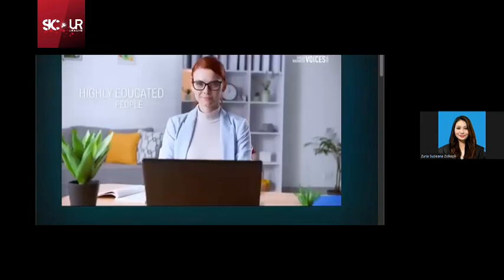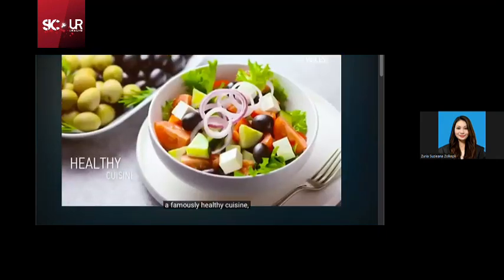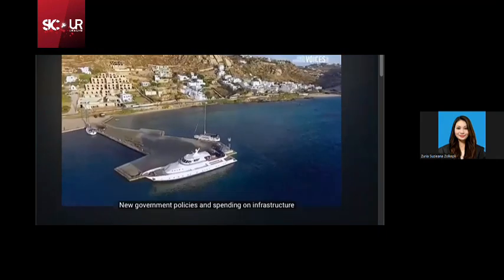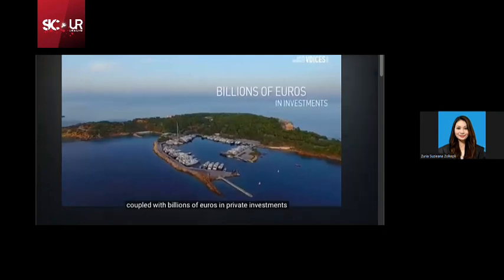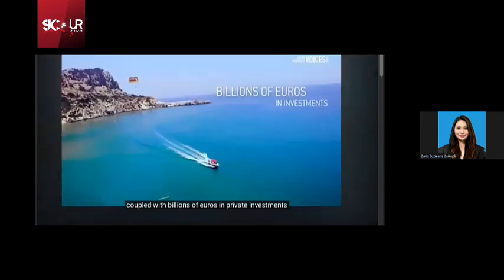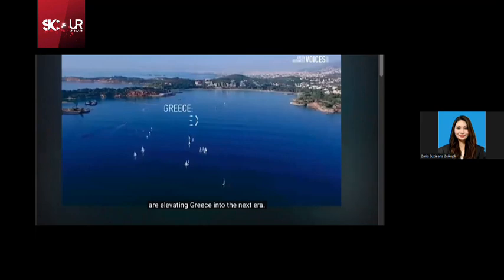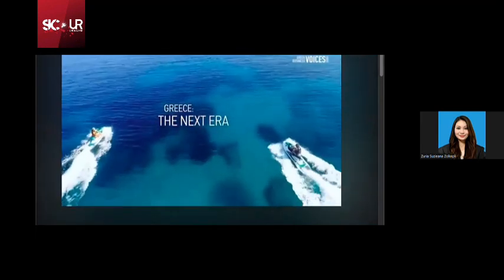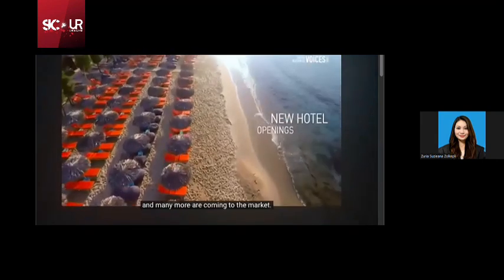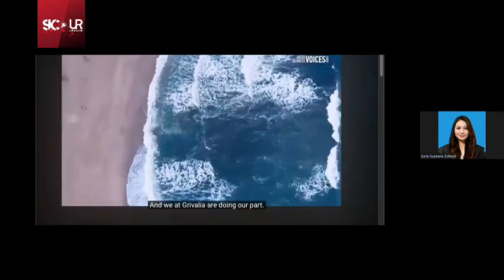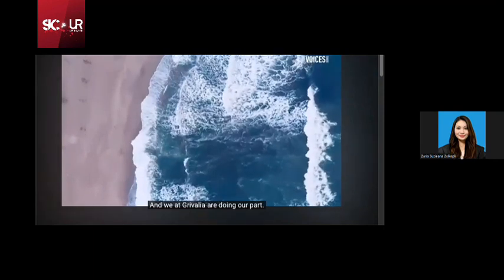highly educated people, a famously healthy cuisine, and many more. New government policies and spending on infrastructure, coupled with billions of euros in private investments, are elevating Greece into the next era. In the last 5 years, a large number of new hotels were launched, and many more are coming to the market. And we at Grivalia are doing our part.